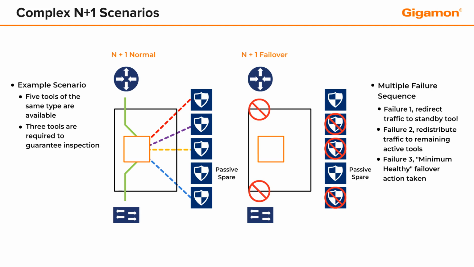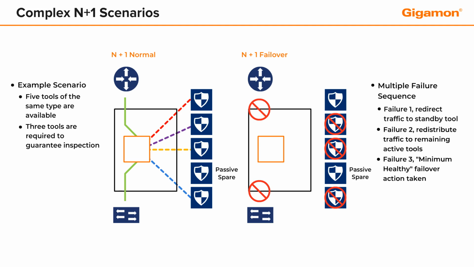If a third tool failed, then only 2 active tools would be present. The minimum healthy setting is 3, indicating that the engineer who configured this deployment determined that at least 3 inline tools were needed to properly inspect the traffic. Now that fewer tools are active, this minimum healthy requirement is not met. At this time, the configured failover action for this inline tool group would be taken, such as forcing the production link down so that the network will fail over to an alternate path using HSRP or other high availability protocol.